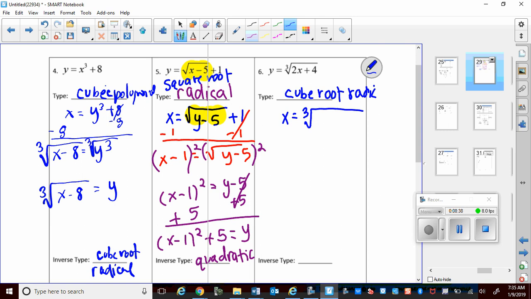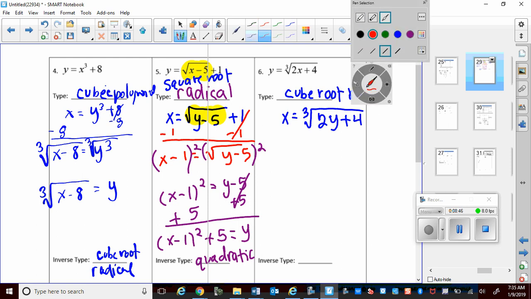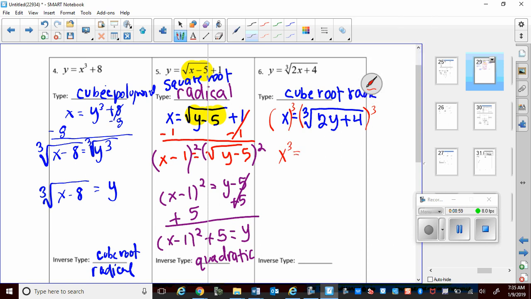of 2y plus 4. Recube both sides of this function. We end up with x cubed over here on the left. On the right, the cube root falls away, and we're left with the quantity of 2y plus 4.